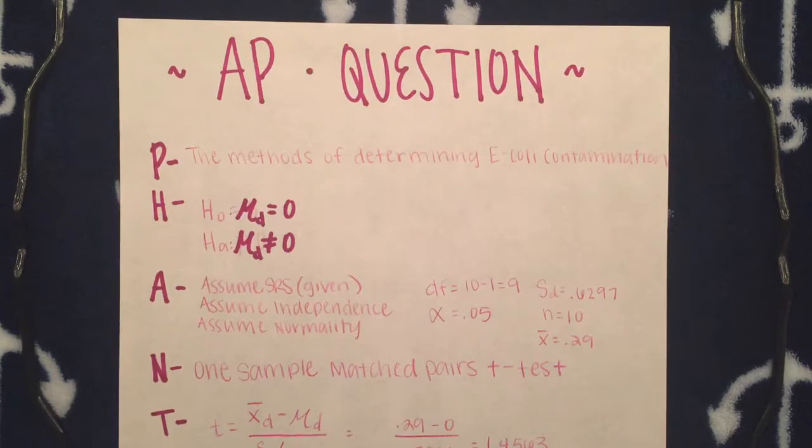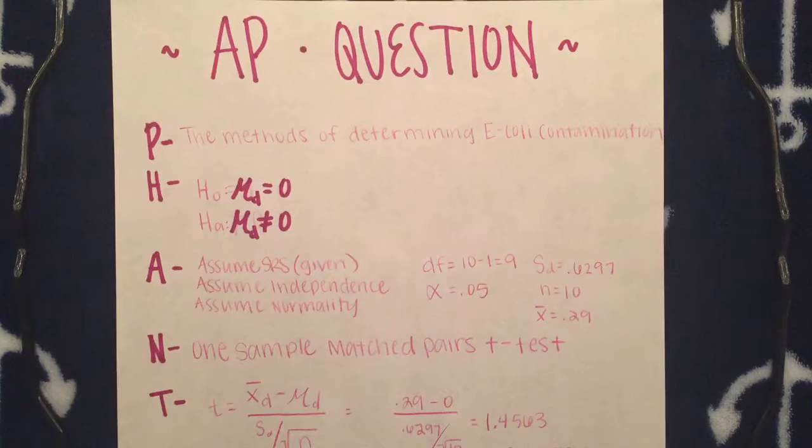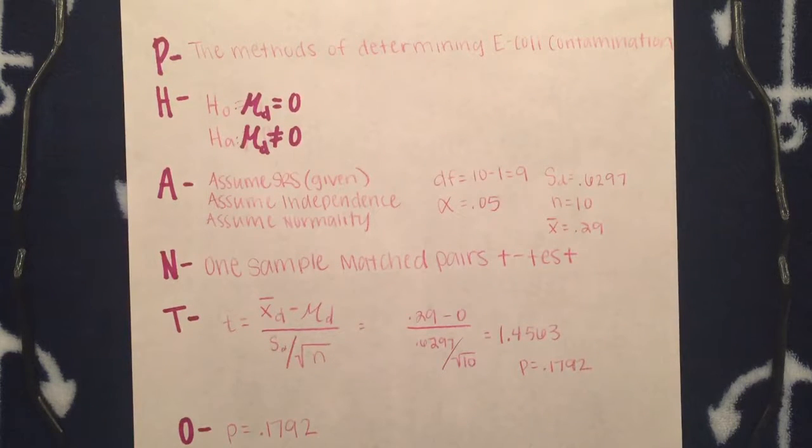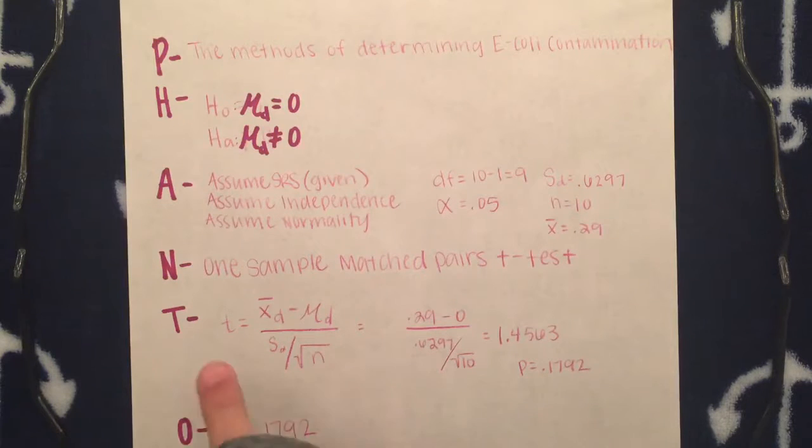So the parameter on the AP question, basically what the problem is about, is the methods of determining E. coli contamination. The hypothesis is H0: mu of d equals 0, and HA: mu of d does not equal 0. For the assumptions, I have assume SRS, which is given, assume independence, and assume normality. We are using an alpha value of 0.05, and our degrees of freedom is 9. These numbers I calculated ahead of time so that it's easier for me to see them when I plug them in.